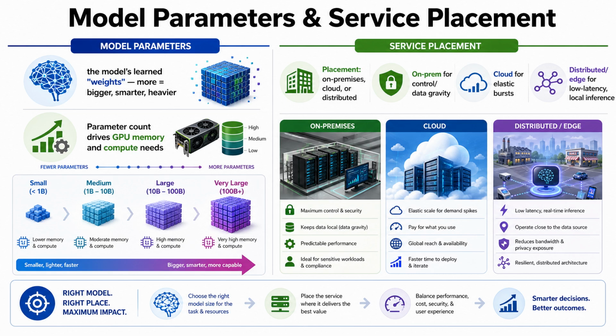Now connect the 2 halves because that's the whole point. See the bottom banner. Right model, right place, maximum impact. Parameters tell you how heavy the model is. Placement tells you where that weight should sit. A small, fine-tuned model doing real-time inference, push it out to the edge. A giant model you're training from scratch, that's your on-prem GPU cluster or cloud burst. Match the 2 and your sizing decisions practically make themselves.